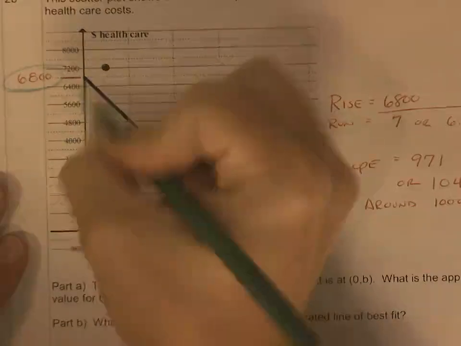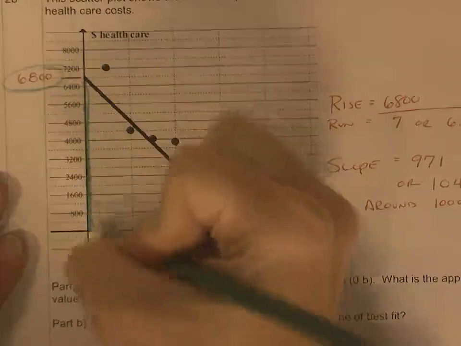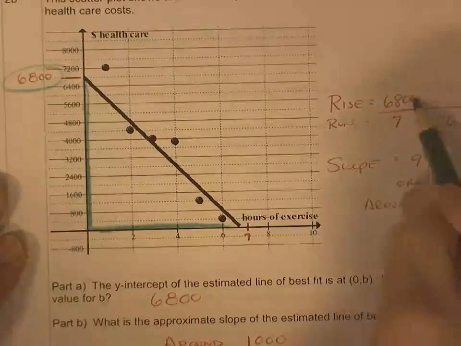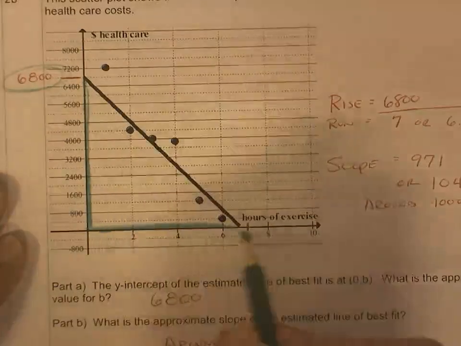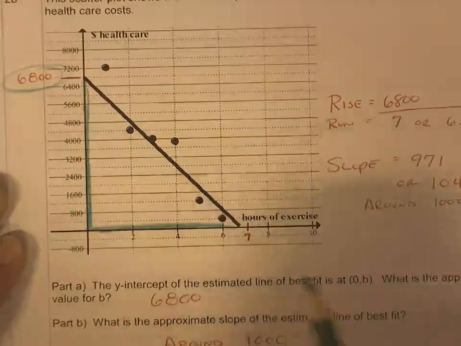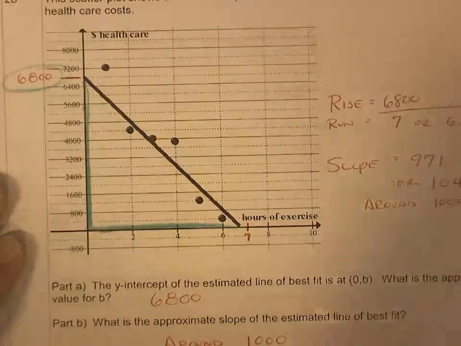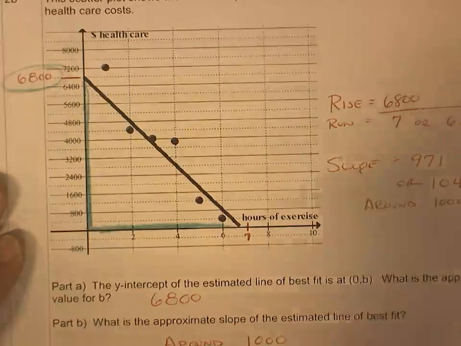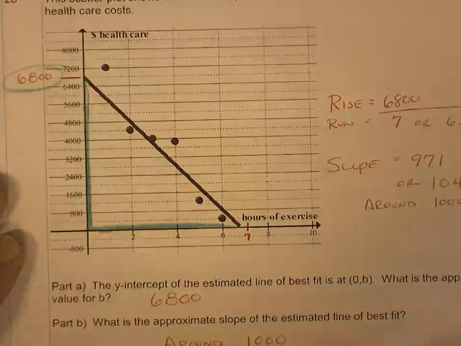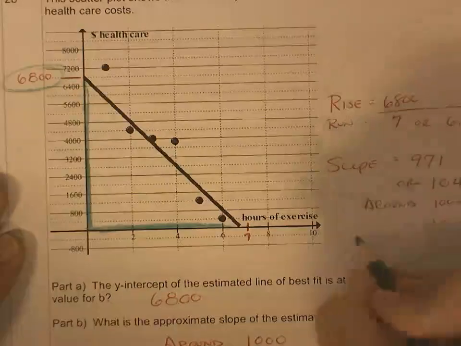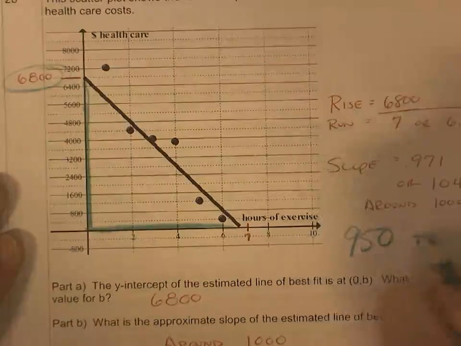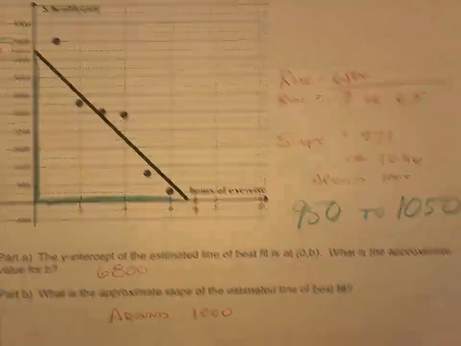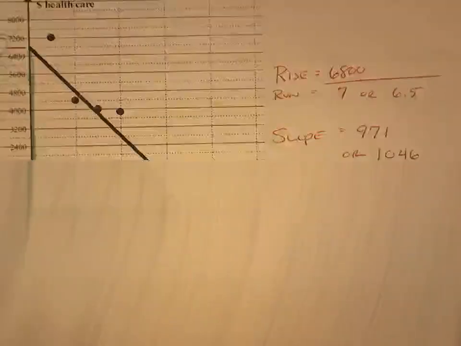Well, look at this. This one has a nice slope triangle basically built into it. There's the rise. There's the run. The rise is 6,800. And the run is about 6.5 or 7, depending on how you look at it. So I have the slope being around 1,000. I would accept anything between 950 to 1050. Anything in that range is pretty good for the slope.